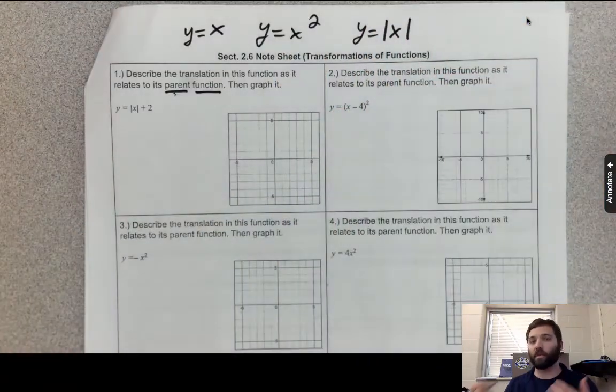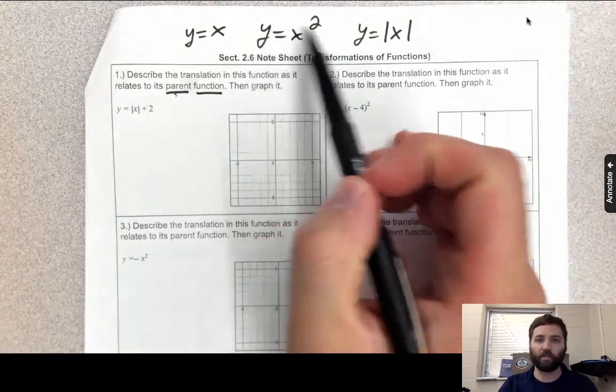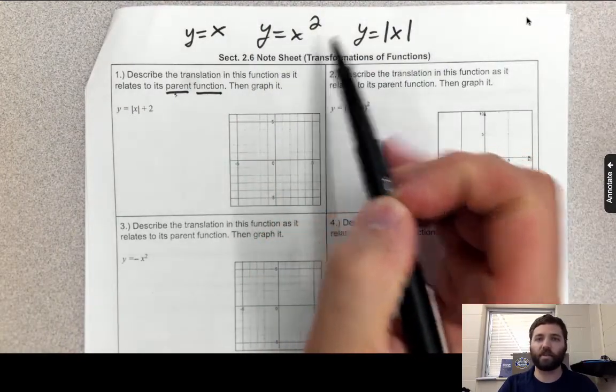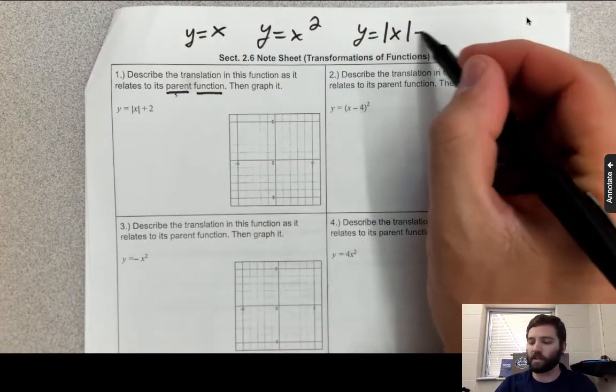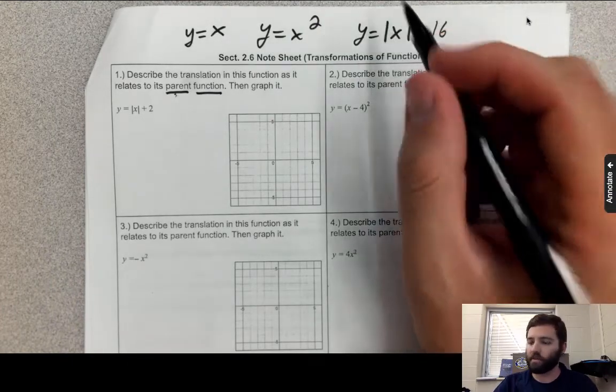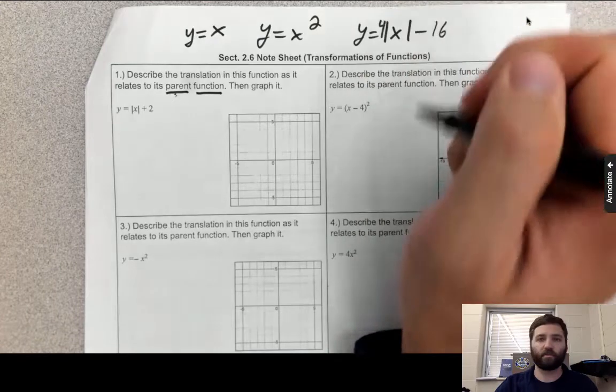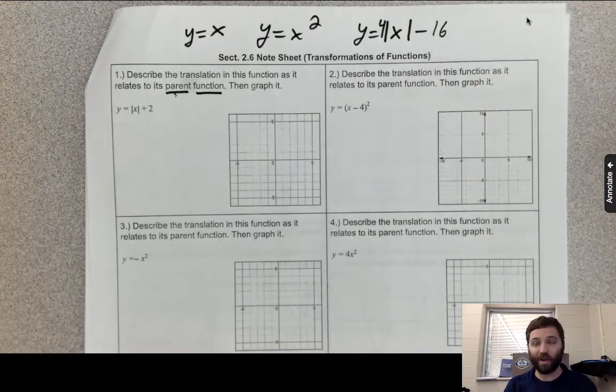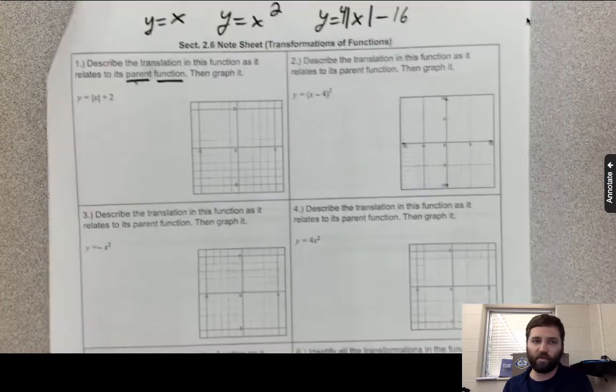Okay, so you can see that with all of these functions, we could add numbers to them. So we could add 7 to this. We could subtract 16 or any number that we wanted. We could multiply this function by 4 or 2 or a half. And all of these things would impact the graph in different ways. And what we want to look at in this section is how do those things change the graph of the parent function. All right, so let's look at this absolute value of x plus 2.